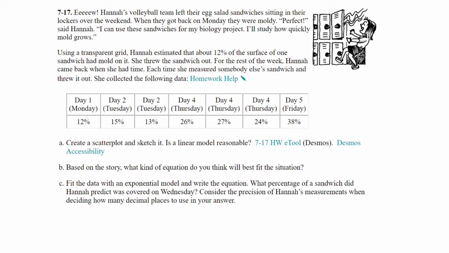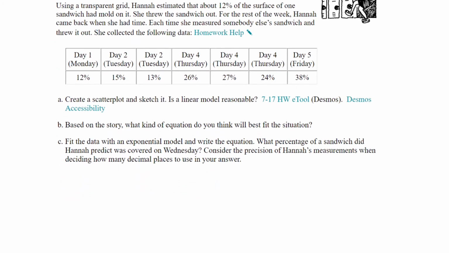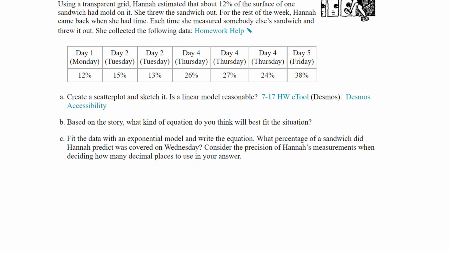Is a linear model reasonable? So to create your scatter plot, there's not going to be a whole lot here. Not a ton of data points on this one. So I went ahead and created the scatter plot, and if you do this on the graphing calculator, obviously it'll look a little bit better, and even on graph paper. But the question is, is a linear model reasonable?